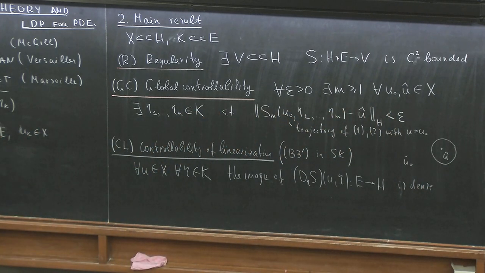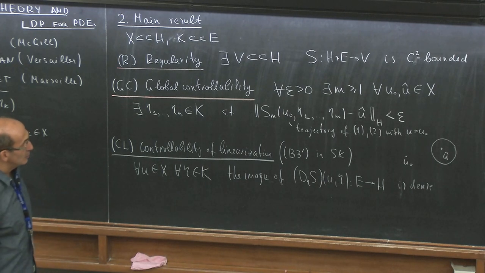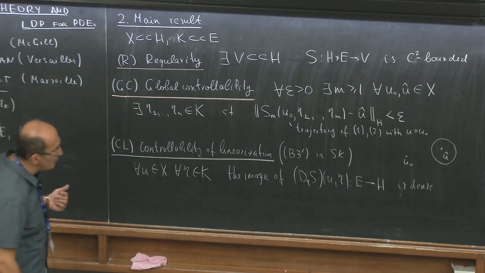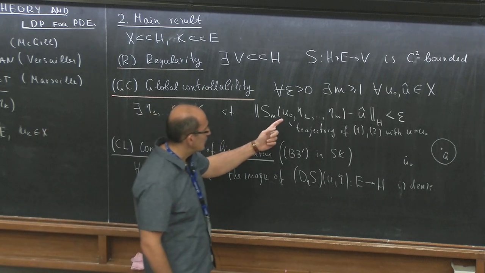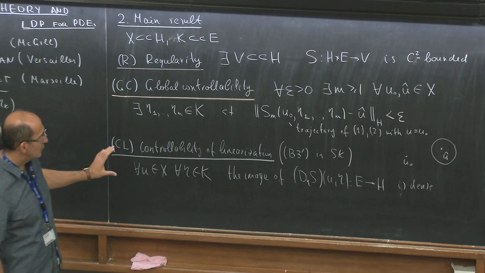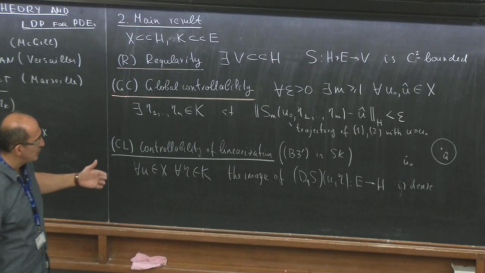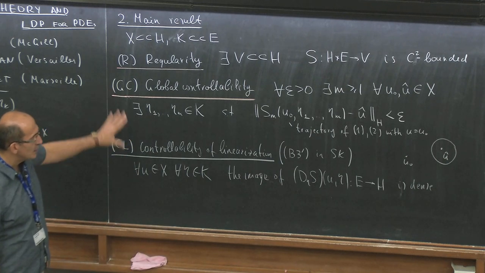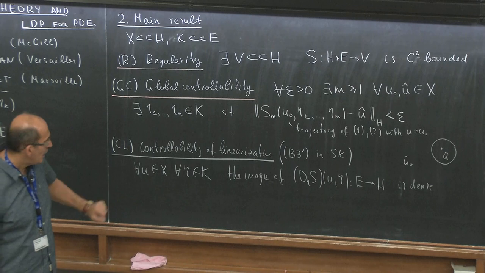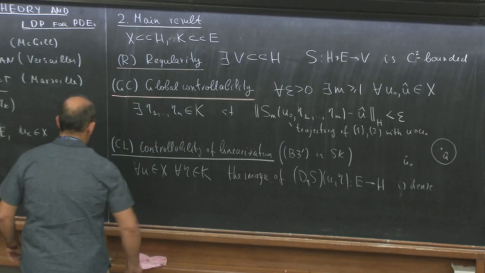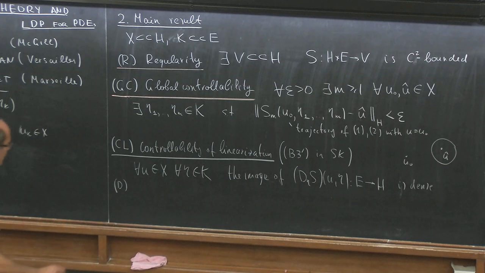OK, so three hypotheses. Regularity hypothesis, it is C2 with a smaller space compactly embedded in H. Global controllability, I can go from any point to any other point uniformly with respect to initial and final points. And controllability of the linearized map, which says that the derivative of S has a dense image. So these are conditions on S. And we need also a condition on eta, on the law of eta. And I call it decomposability.